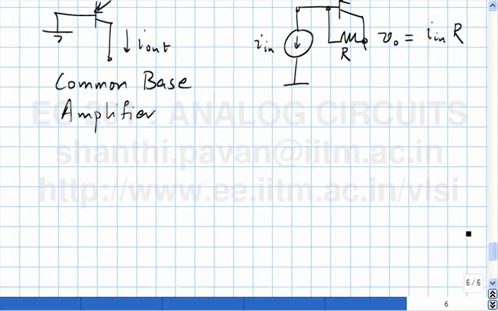So this basically covers all the 4 types of devices: NMOS, PMOS, NPN and PNP, and all the basic single transistor amplifiers you can make with these devices.